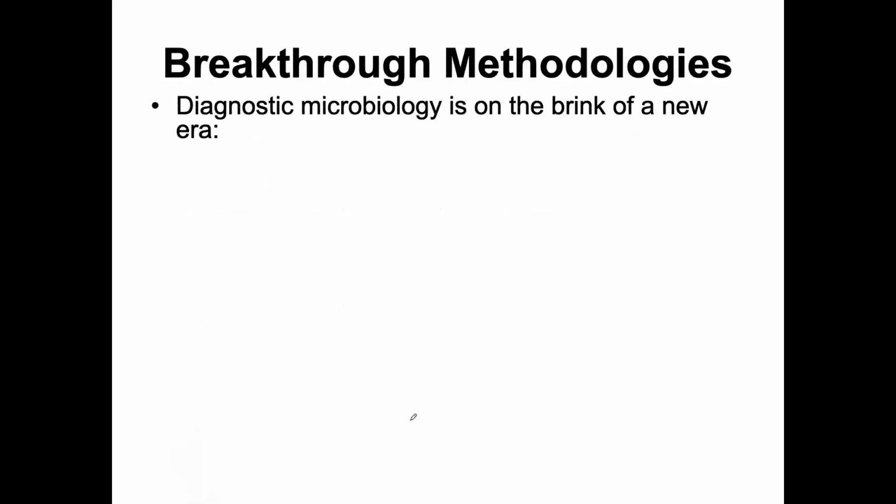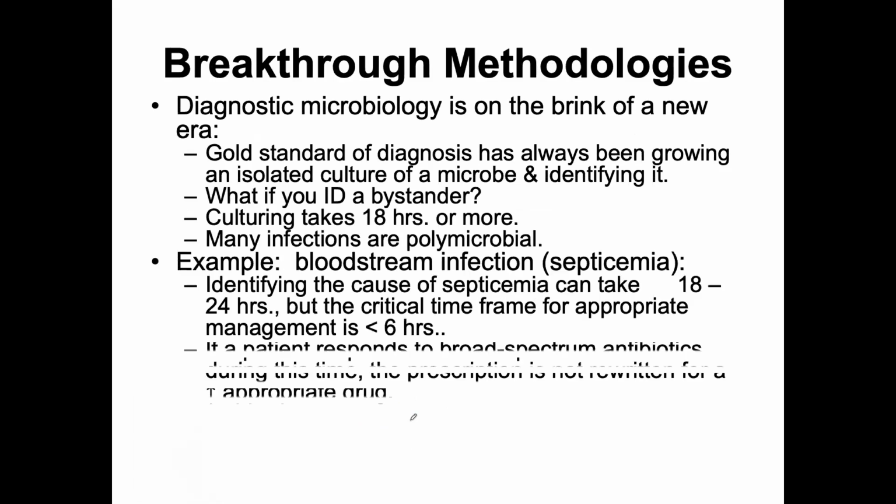We'll talk about different culture methods. The gold standard of diagnosis is to grow the pathogen in a culture and ID it outside of the patient. What happens if you ID something that happens to be in your sample that isn't the pathogen, right? In addition, culturing takes some time, a day and a half in some cases. And a lot of infections involve more than one pathogen, right? They're polymicrobial. An example is a blood infection.